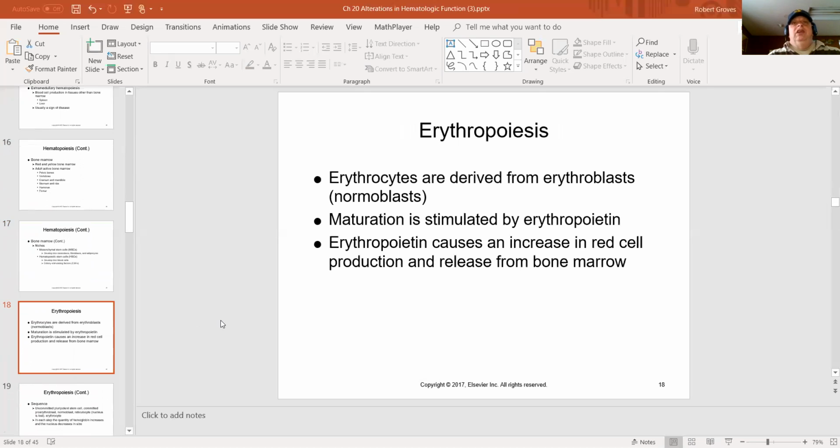The formation of red blood cells is done through the process of erythropoiesis. And it requires that the bone marrow be stimulated by a hormone called erythropoietin. Mature red blood cells are termed erythrocytes or normocytes. Reticulocytes are immature red blood cells.